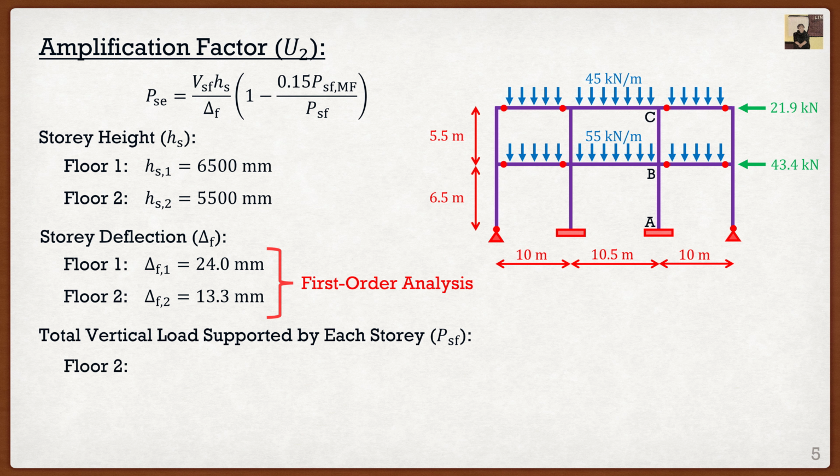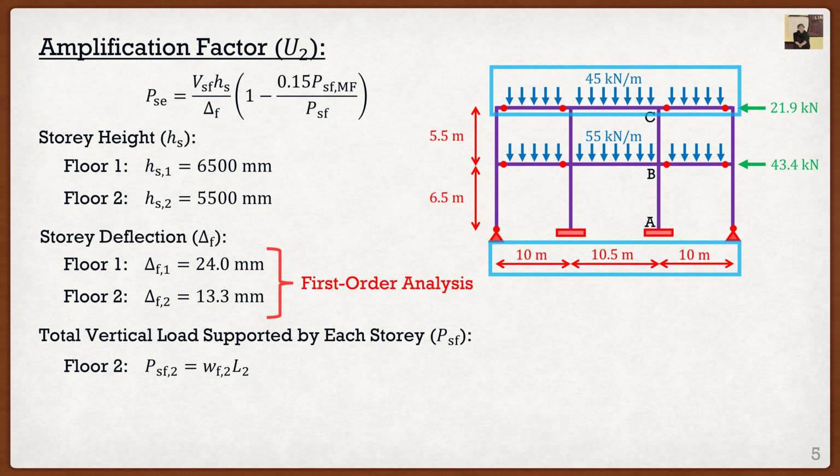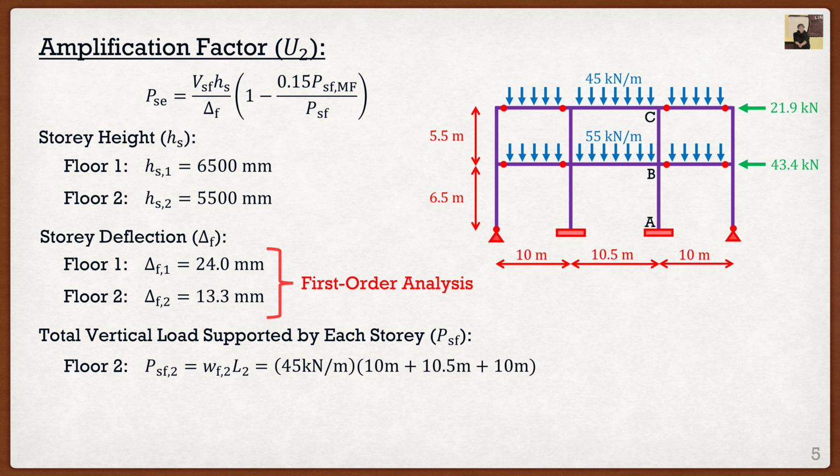So if I look at the second story right now, we know that the vertical load is going to be that 45 kilonewtons per meter, and it acts at that distance of 10 plus 10.5 plus 10 meters. So all I have to do is substitute that into my equation, and I get 1,372.5 kilonewtons. Where the trick comes in is when we look at floor number 1.